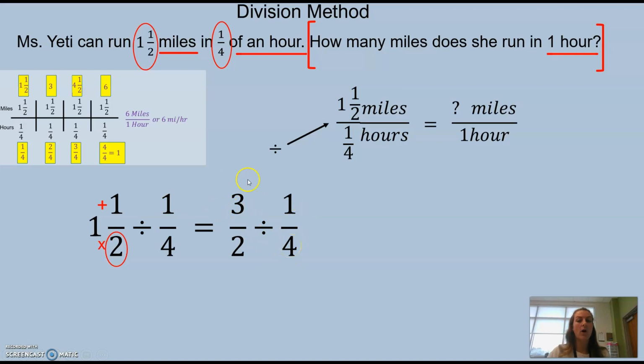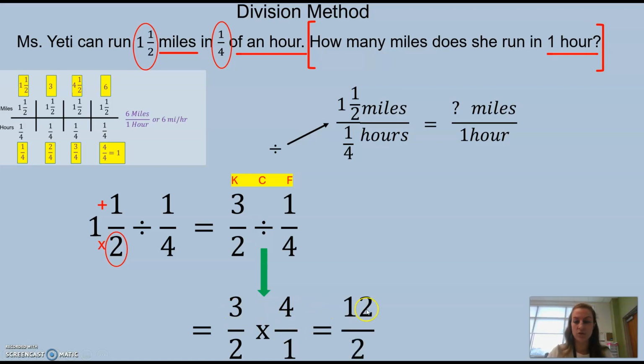Now, once we have all fractions, I can think keep, change, flip, or our vocab word keep, change, find the reciprocal, which just means my 1/4 is going to become 4/1. My first term stayed exactly the same. My division changed to multiplication, and we flipped our second fraction. Now from here, we multiply straight across to get 12/2.